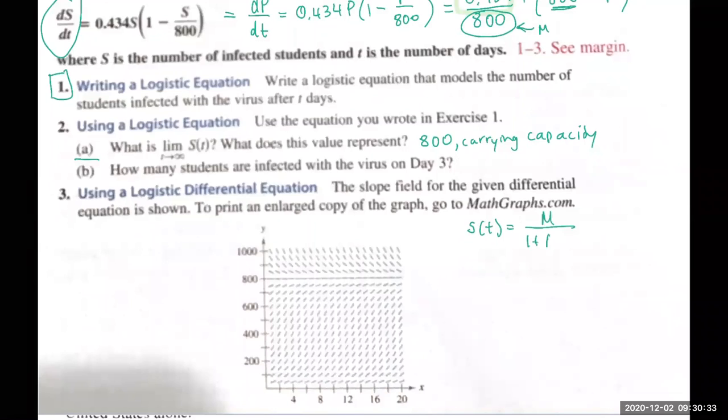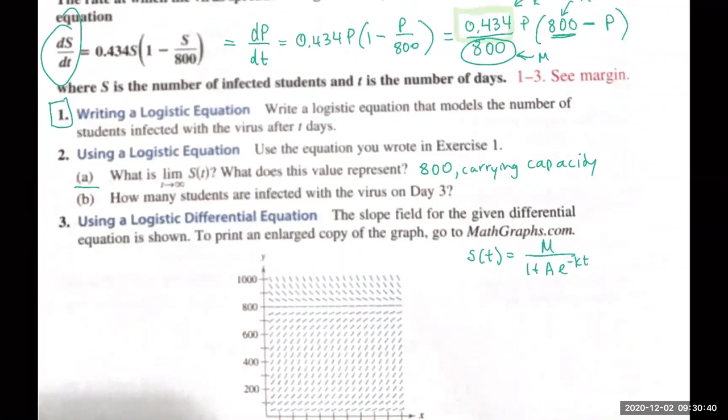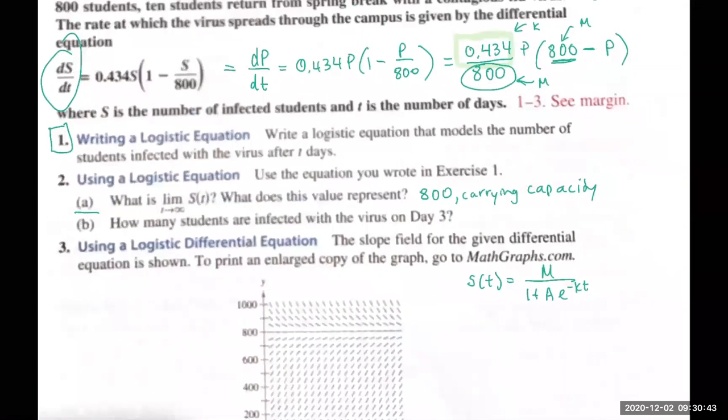So if I write that out, S(t) = M over 1 plus A e to the negative kt, there's going to be certain things I have to figure out before I come up with that model. I'm going to have to know what M is, which we said was the carrying capacity of 800. What's the value of K according to the formula that you guys see above? What's the value of K? Okay, good. According to the boxed highlighted portion above in the formula, we see 0.434 is the value of K.